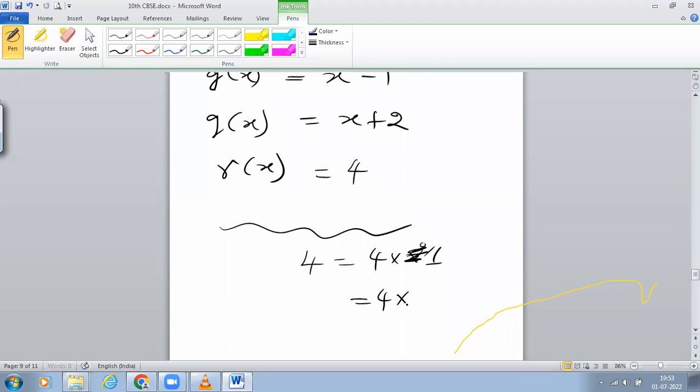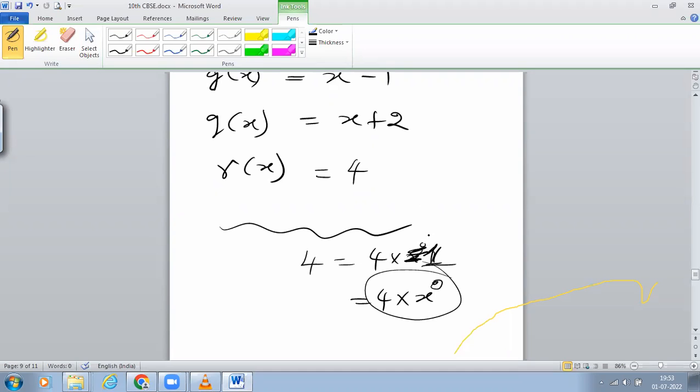Now this 1 can be expressed using a property of exponents: anything to the power 0 is 1. Do you know that? I've already taught you, I think. Therefore, I'm writing x to the power 0. This x is the variable. Now see here, what is the power of this variable x? It is 0. Therefore, this is called a polynomial of degree 0. So if the remainder is 4, any constant has degree 0. Are you able to understand how a constant has degree 0?